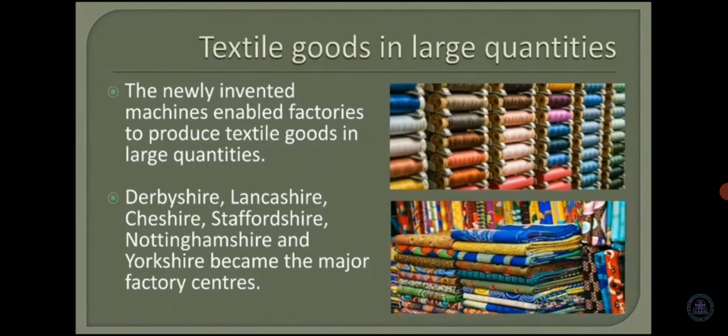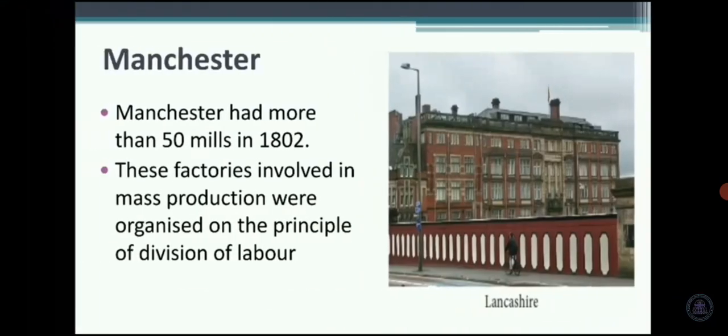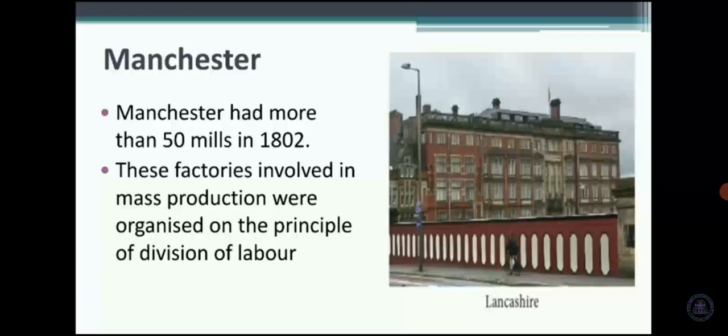Derbyshire, Lancashire, Cheshire, Staffordshire, and Yorkshire became the major factory centers in Britain. The most notable was Manchester, which had more than 50 mills in 1802. These factories involved mass production and were organized on the principle of division of labor.